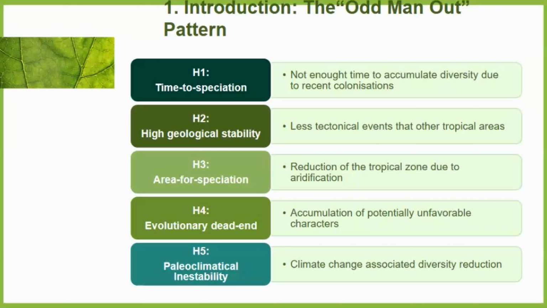And finally, you have the H5, that is the paleoclimatic instability. So this hypothesis associates the lower diversity that we can see with climate change events in the history of Africa. So you will have periods of aridification, or really large dry epochs after cooling events, and so historically. And they can be linked to moments of lower diversity or even extinction in the past of Africa.